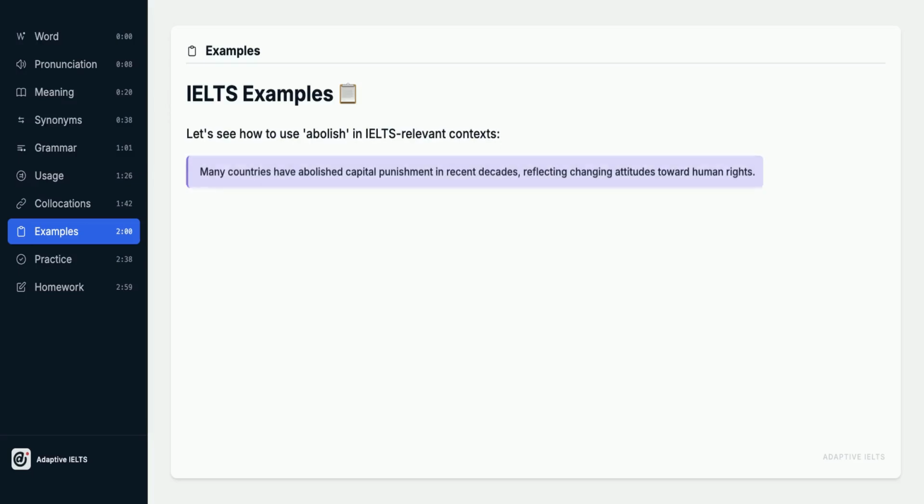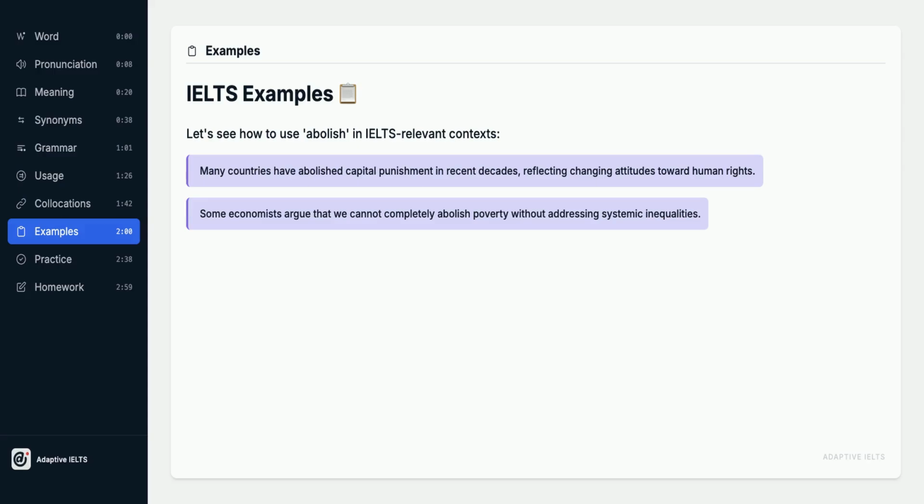Let's see how these work in real IELTS situations. I'll share some examples that you might find in the test. 1. Many countries have abolished capital punishment in recent decades, reflecting changing attitudes toward human rights. Perfect for essays about human rights or social progress. 2. Some economists argue that we cannot completely abolish poverty without addressing systemic inequalities, ideal for discussions about social issues or economic policy. 3. The government plans to abolish certain tax breaks to simplify the taxation system. Great for essays about government policy or economic reform.